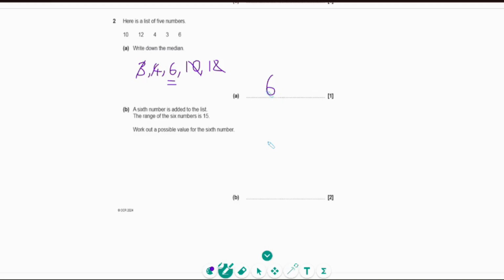A 6th number is added to the list. The range of the 6 numbers is 15. Write down a possible value for the 6th number. Well, to find the range, we do the biggest take away the smallest. So we know this missing number here, minus 3, gives you 15. So this has to be 18, right? Because 18 take away 3 is 15.